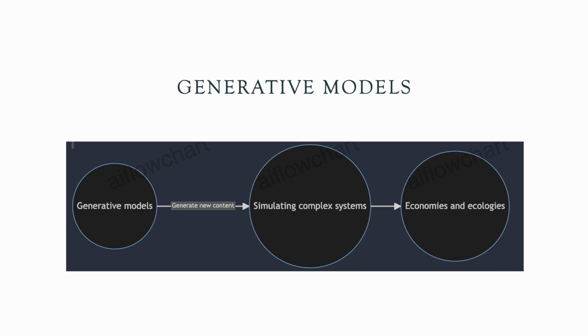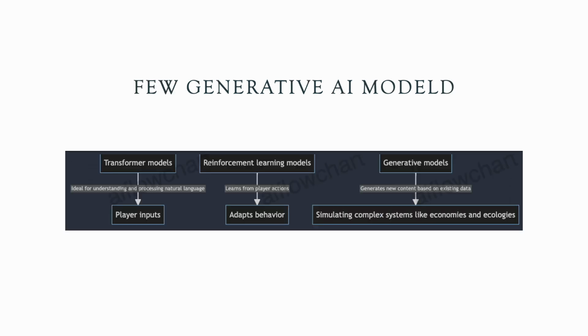These generative models can generate new content based on existing data, making them useful for simulating complex systems like economics and ecologies. In my opinion, a combination of these three models, as you see on the screen, would be ideal for creating a GenAI system capable of handling the complexities of a game like MetaWorld or your world or my world, similar to a game if we all get together and start writing a game with potentially unpredictable behavior. Each model brings its own strengths to the table, and by working together, they can create a gaming experience that is truly revolutionary.